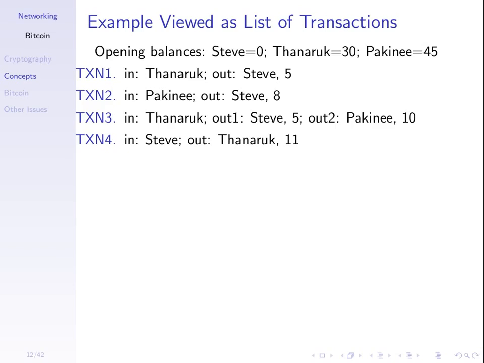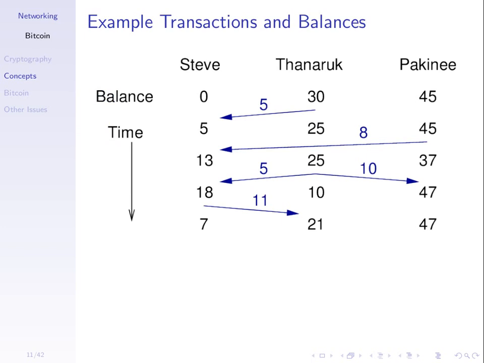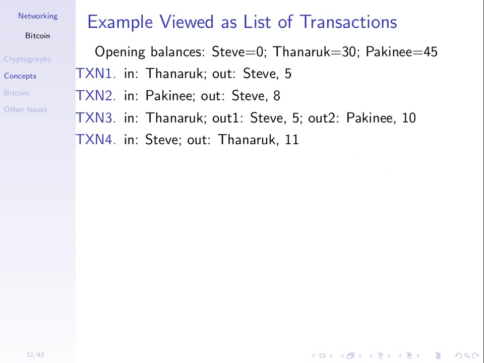Transaction 2, from Pekini to me, 8 units. That was this one. Okay, so the blue lines I've written as 4 transactions. Transaction 3, in from Tanarak, output 1 was me, 5 units. Output 2, Pekini, 10 units. So we could have a transaction with 2 outputs or multiple outputs. It turns out in Bitcoin you can have a transaction with multiple inputs as well.